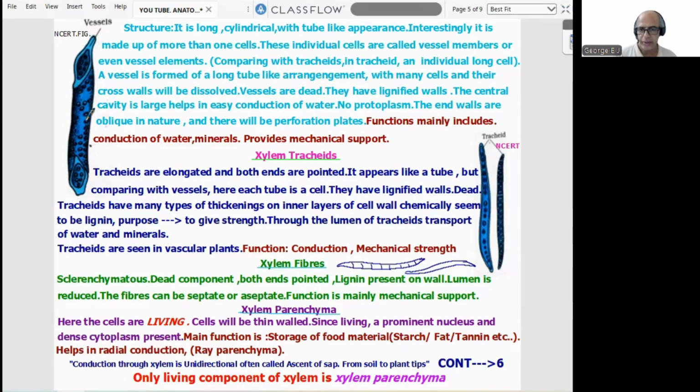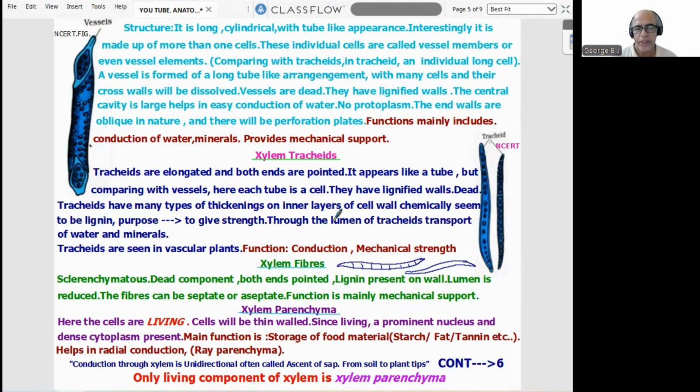Vessels are dead. They have lignified walls. The central cavity is large. That helps in easy conduction of water. No protoplasm. End walls are oblique. You can find in the diagram it is obliquely placed. See, oblique in nature, and there will be a perforation plate. Functions mainly include conduction of water and minerals, and providing mechanical support. That is the xylem vessel.